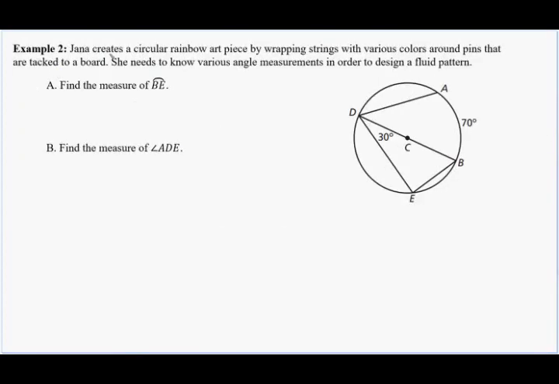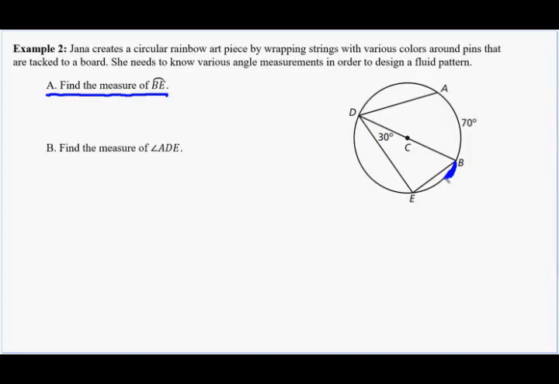Example 2. Jana creates a circular rainbow art piece by wrapping strings of various colors around pins that are tacked to a board. She needs to know the various angle measurements in order to design a fluid pattern. Part A, find the measure of arc BE.